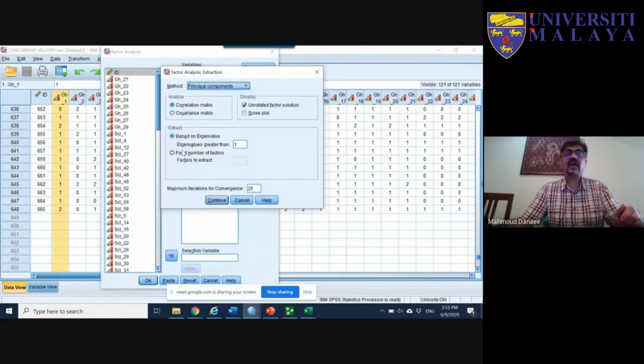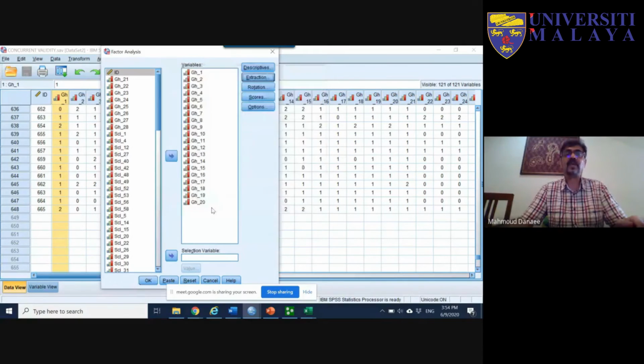Under extraction, I don't use the cutoff point of 1, because as I told you, this is not statistically significant. So according to the parallel analysis, we must extract 3 factors, and then we run it.